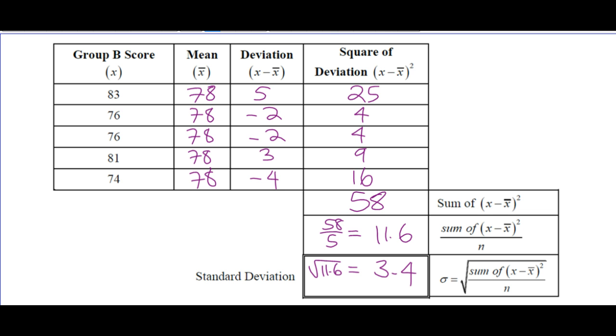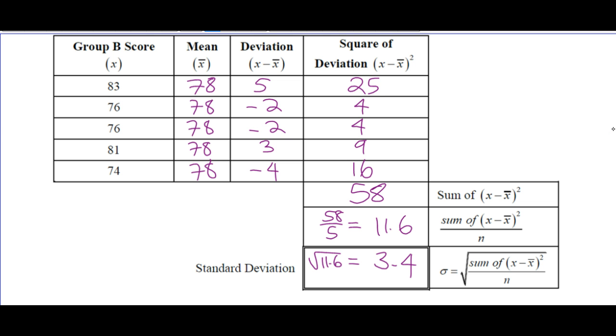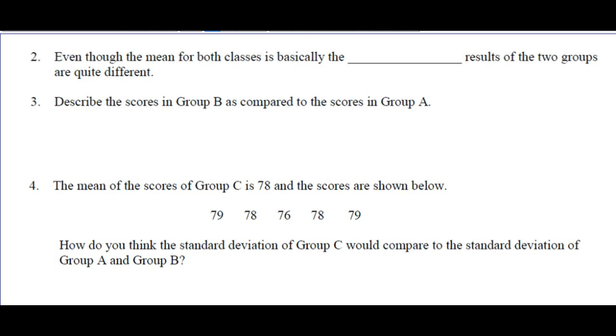So if we're comparing these two groups, one of the questions we're going to ask when we compare the two groups is, well, what's their average, right? What's the mean? So even though the mean for both classes is basically the same, okay, so we've got the same mean, right? They both averaged out at 78. I think they are the same.